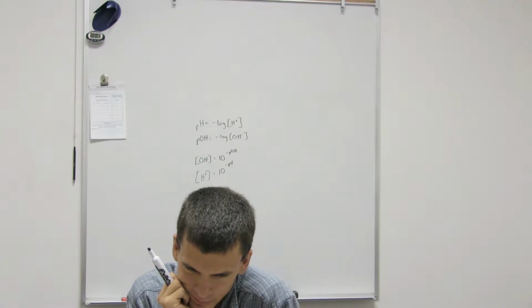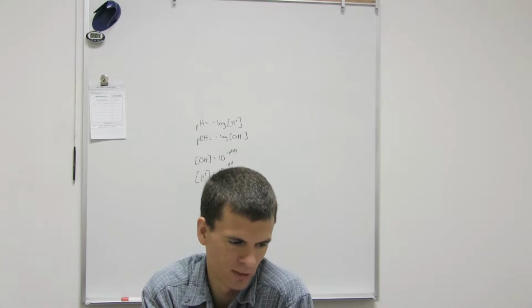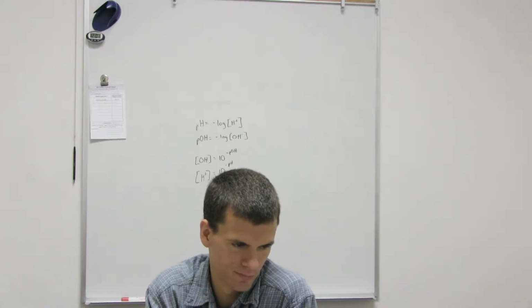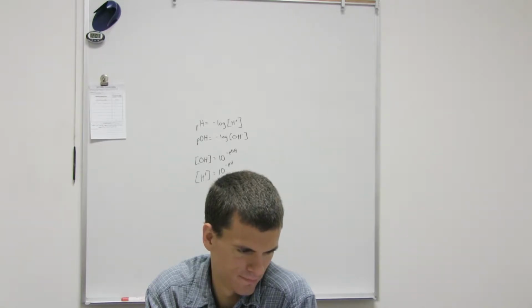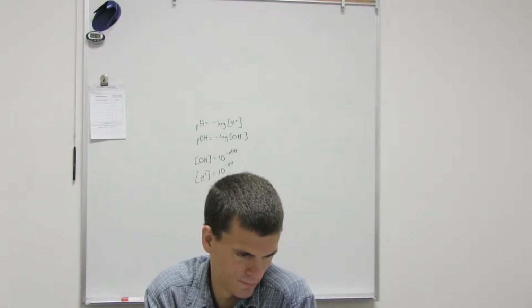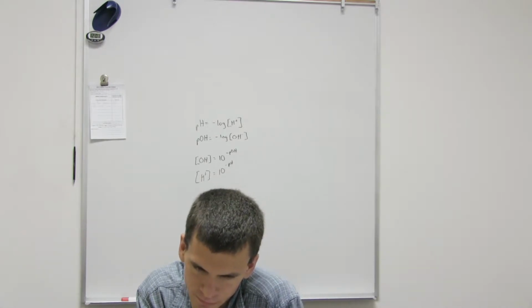Okay, KW. Now what's KW? Just the ionization constant of water. Okay, that's interesting. Given that KW for water is equal to 2.4 times 10 to the negative 14th at 37 degrees Celsius, compute the pH of a neutral aqueous solution at 37 Celsius.